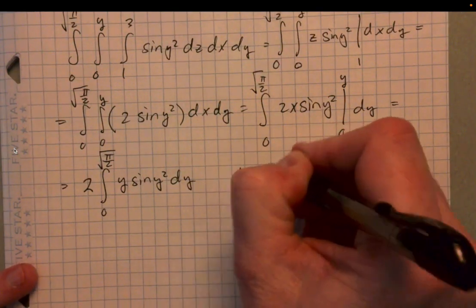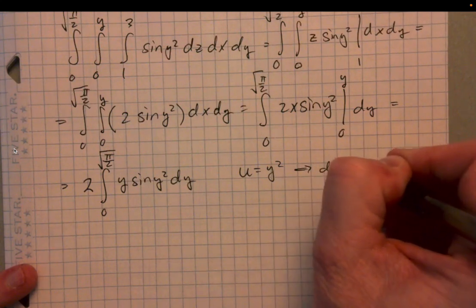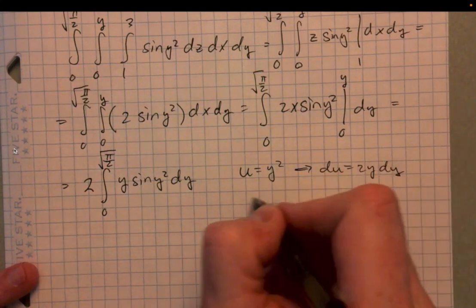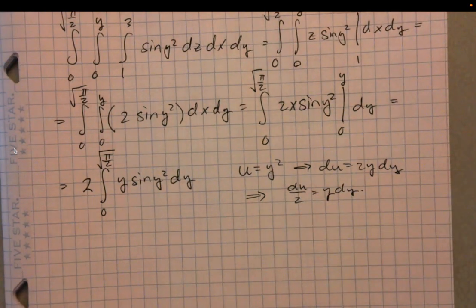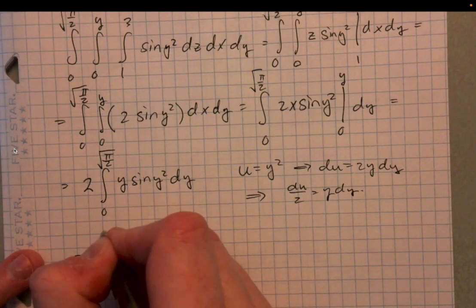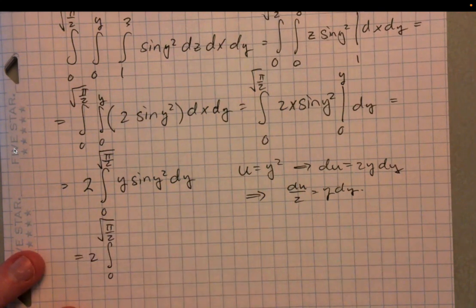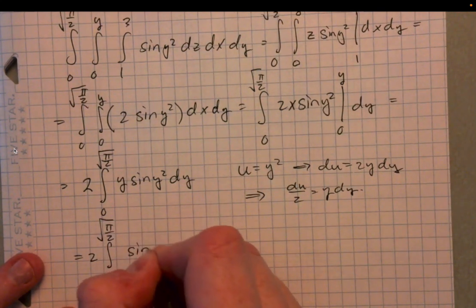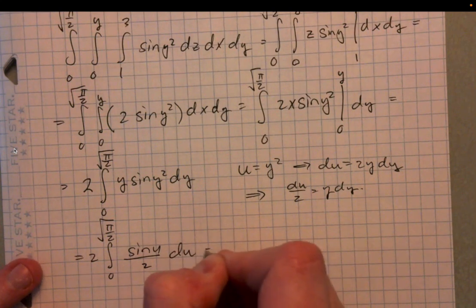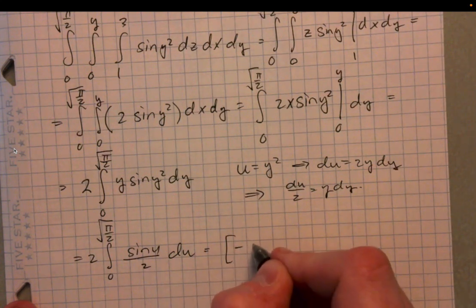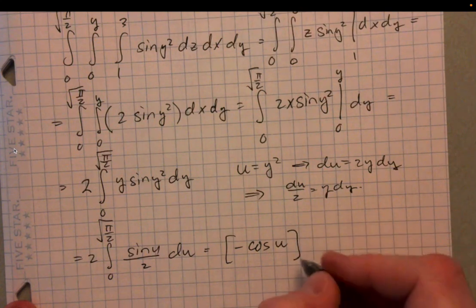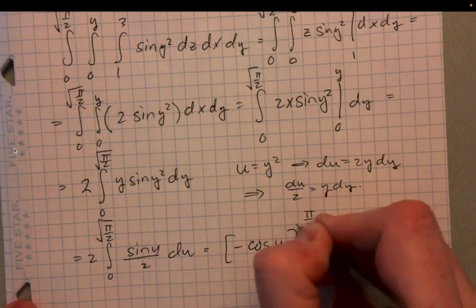So if we let u equal y squared, then du equals 2y dy. And so that means we have du over 2 equals y dy. Right, and so this whole thing can be rewritten as sine of u over 2 du. Right, and so this is just going to be equal to negative cos u from 0 up to pi over 2 square root.